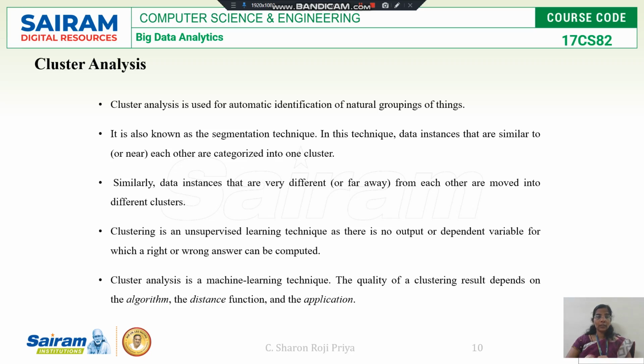For clustering we have different types of algorithms known as K-means algorithm, K-medoids, CLARANS. To calculate the distance between the data points and the centroids, we can use either Euclidean distance function, Manhattan distance function, Minkowski distance function, or Jaccard distance function, and the application for which I am using this clustering. So these are the three factors that affect the quality of the clustering.